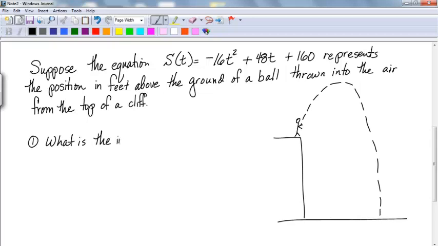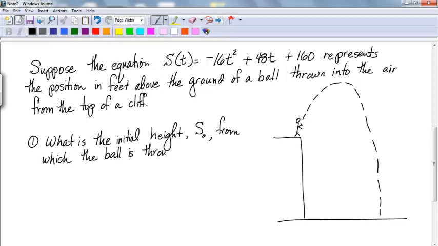What is the initial, like beginning, height? And they're using S sub 0. What is the initial height, S sub 0, from which the ball is thrown?